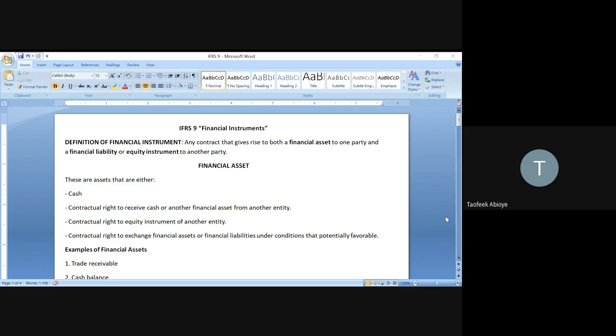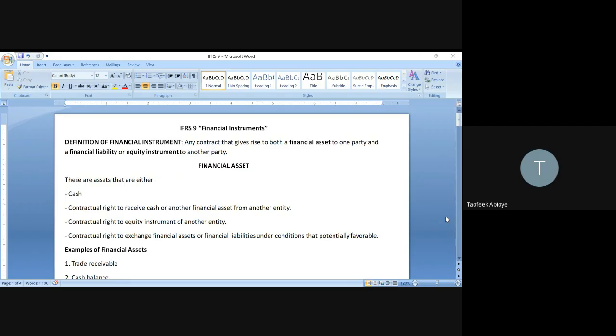Another good example of a financial instrument is equity investment. And what is equity investment? It is shares. When I buy shares in, let's say, First Bank, do you know that in my hand, it is a financial asset, but in the bank's hand, on their own part, it is an equity instrument.